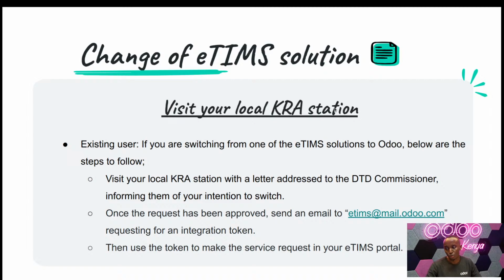I'll now move on to the second item, which is the change of solution. What do I mean by change of solution? This applies to a taxpayer who is already using another solution of eTIMS. We have different eTIMS solutions, including eCitizen. We also have eTIMS client and many other solutions. So for this client who wants to move from one of those solutions to Odoo, what steps should they follow?